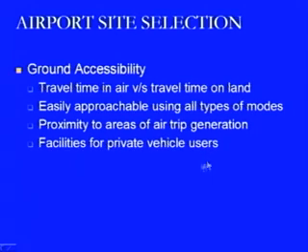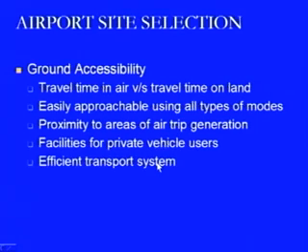Then facilities need to be provided for private vehicle users, because they will be coming to see off or receive their guests. So, some facilities have to be provided for such users. Then an efficient transport system has to be provided as a mass transport system which connects the airport site with the city, as we were discussing in the case of the maglev system, where China is providing a maglev system from the airport to the city. So, that is the efficient system which is required depending on the total amount of traffic which will be there.